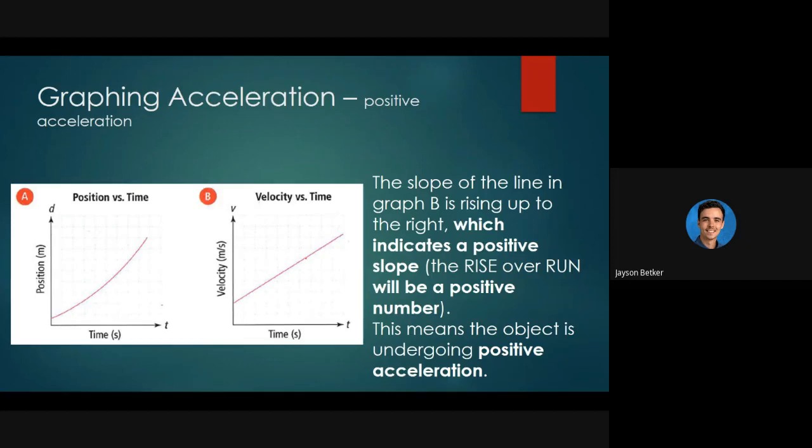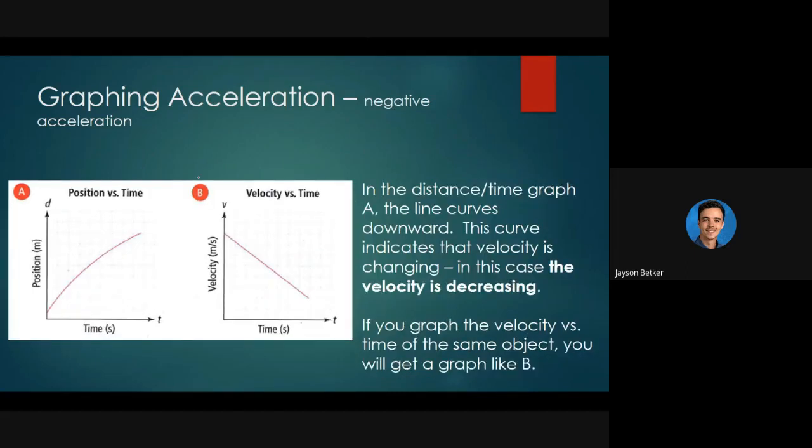What about if an object is getting slower? What is that going to look like? If you said something like this, you're exactly right, okay? Just exactly like this, opposite type of slope. And now the slope is not going up, the slope is going down. So in the distance time graph, the line curves downwards. This indicates that the velocity is covering less distance over every interval of time, right?